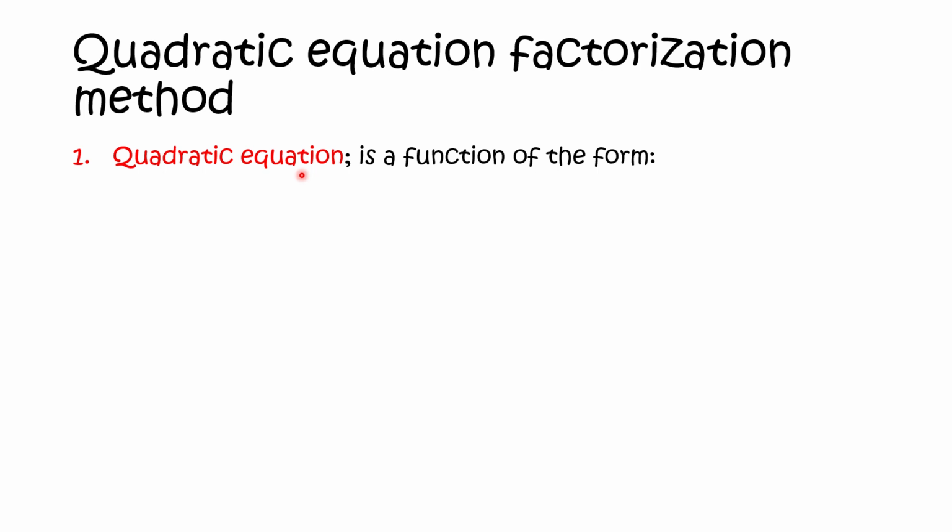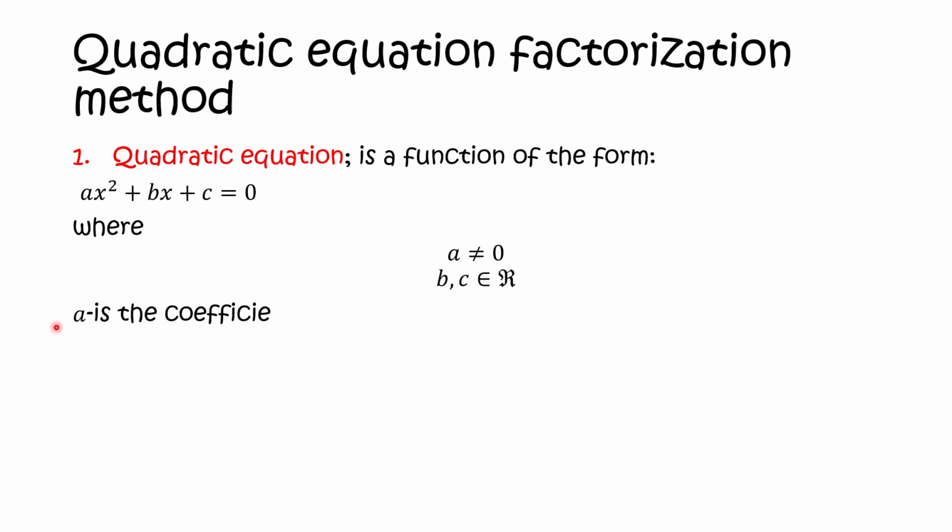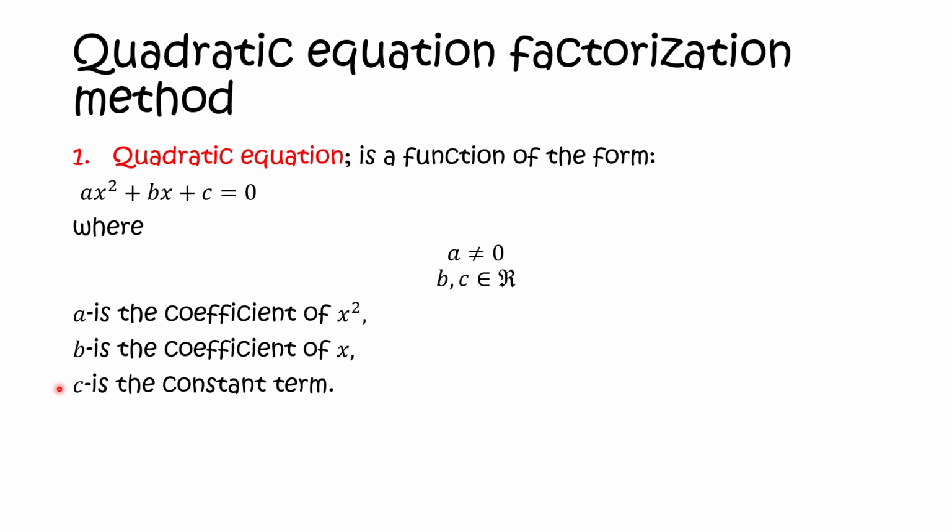The quadratic equation is a function of the form ax squared plus bx plus c equals 0, where a is not equal to 0. b and c are elements of the real numbers. a is said to be the coefficient of x squared, b is the coefficient of x, whereas c is the constant term.